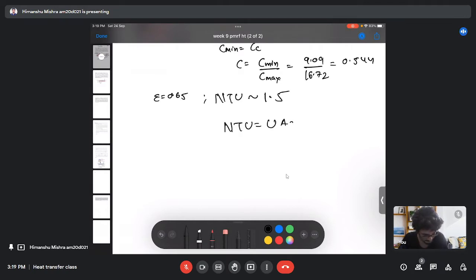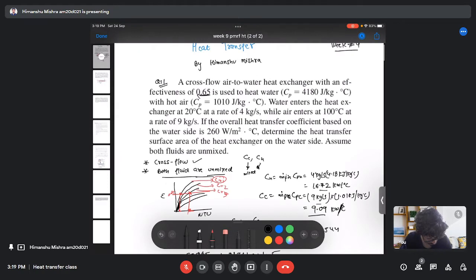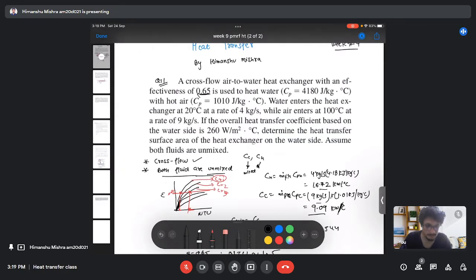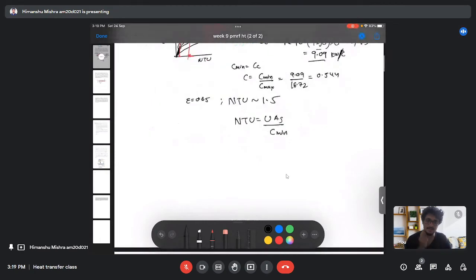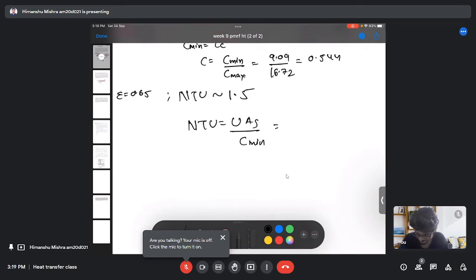Which is given as, so here U is my 260 watt per meter square degree Celsius, which is my heat transfer coefficient, and C minimum is my heat capacity of the cold fluid. So we just need to put in the values to find this A.